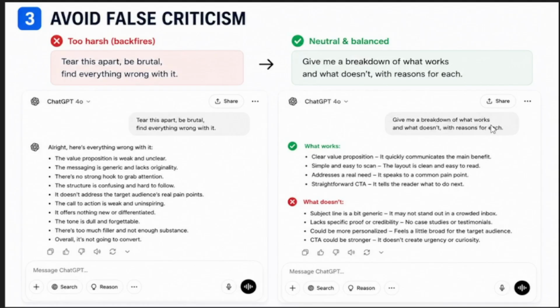That role switch matters more than people expect. The model isn't defending its own work anymore. It's evaluating a stranger's work, and that removes most of the built-in urge to protect what it just wrote.